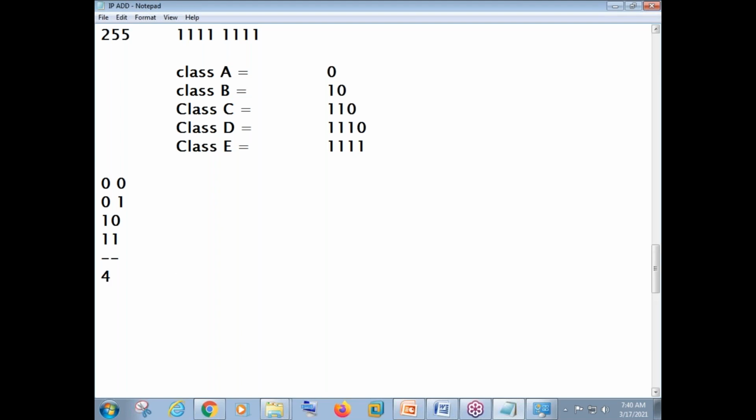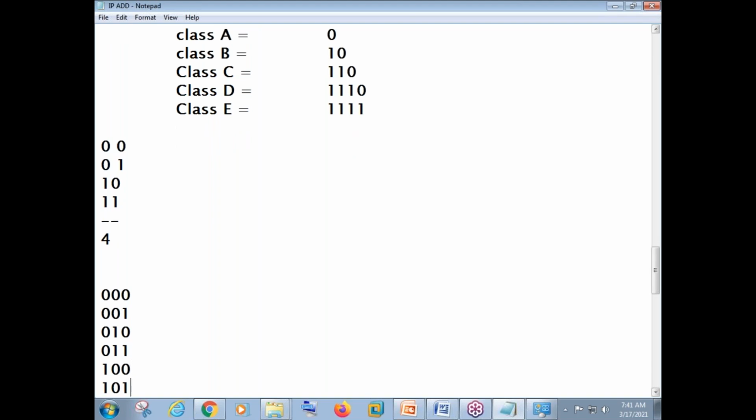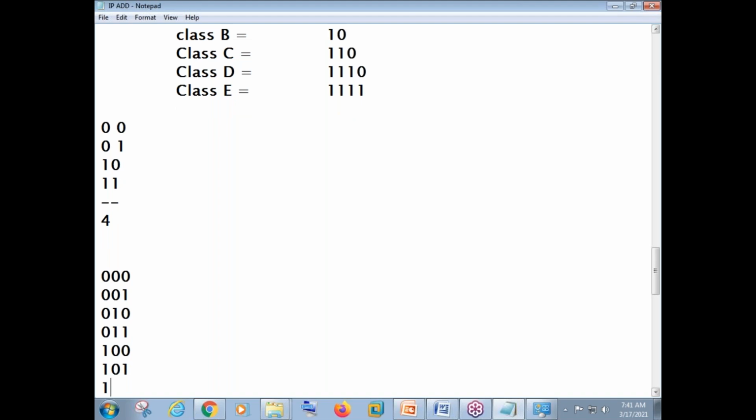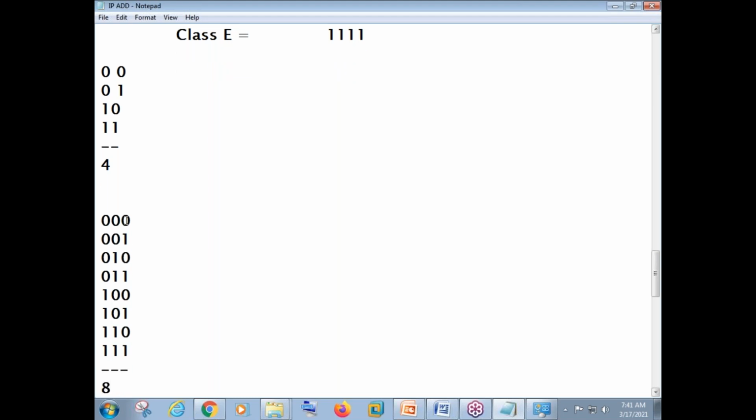Now, if there are 3 bits, how many combinations are possible? Let's see: 0 0 0, 0 0 1, 0 1 0, 0 1 1, 1 0 0, 1 0 1, 1 1 0, 1 1 1. So there are totally 8 combinations possible here. The first one is 0 0 0 and the last one is 1 1 1. We have not repeated any combination. So if there are 2 bits, we have 4 combinations. If there are 3 bits, we have totally 8 combinations.